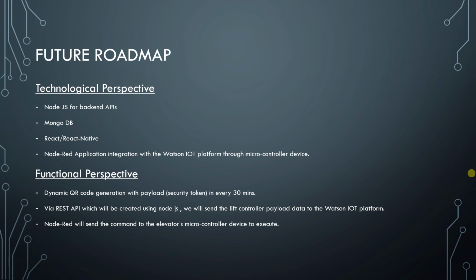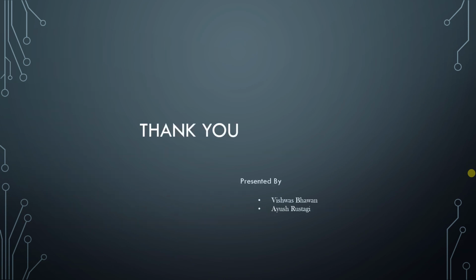From the functional point of view, the QR code can be generated dynamically with the payload every 30 minutes. The REST API, which we will create using Node.js, will send the lift controller payload data to the Watson IoT platform. Then Node-RED will send the command to the elevator's microcontroller device to execute it.